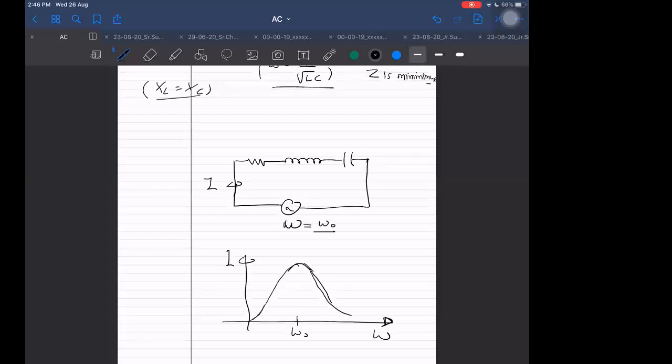And here also it is 0, but it is not a perfectly symmetric graph. It will be unsymmetric, because here it will become 0 at infinity, but here it is becoming 0 at omega equal to 0 only.